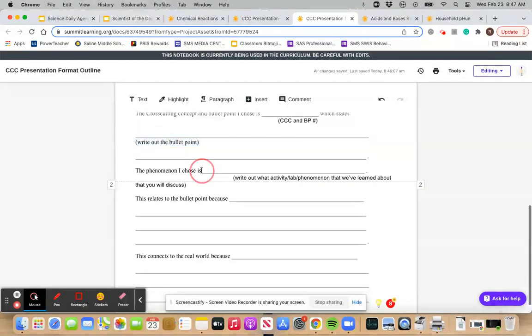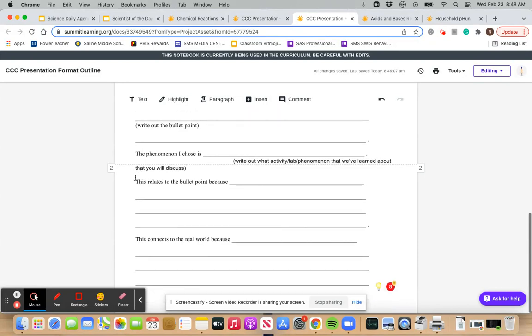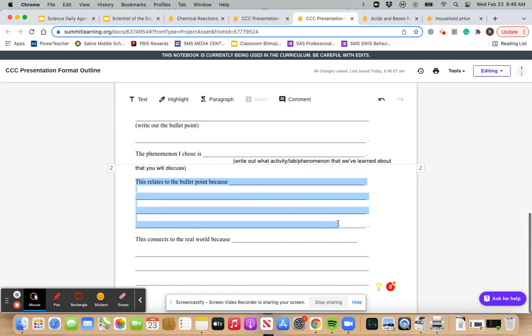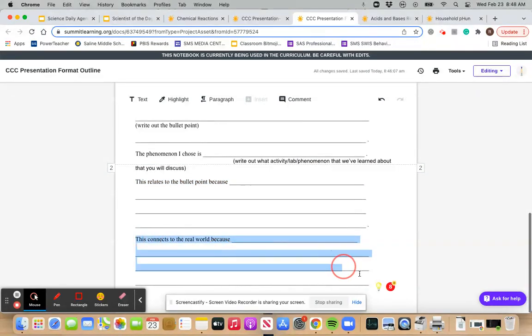Okay. You're going to explain the phenomena you chose. That would be like a lab that you're relating to, a concept that you're relating to. So maybe an example is the phenomena I chose is solutes and boiling points, or blow it up with butane, or bottle rockets. It can be anything we've done this year, a lab, or just an idea or concept that we have learned about. Okay. Then you're going to explain how that thing relates to the bullet point you picked. And then you're going to explain how that idea connects to the real world.